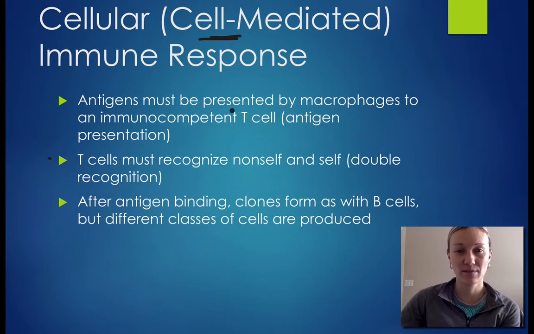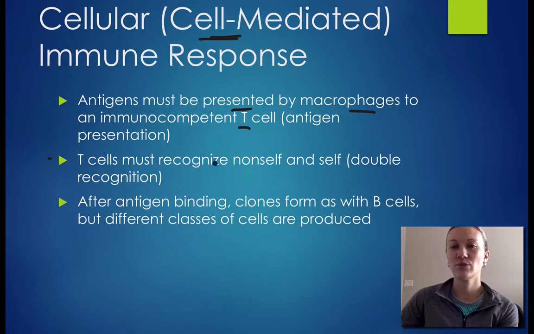So the antigen must be presented by a macrophage to an immunocompetent T cell. Basically what that means is it's called antigen presentation. So as you have a macrophage, which I'm going to draw a really bad picture of, let's just pretend that this is my macrophage, and we'll say that this swirly thing is the pathogen.